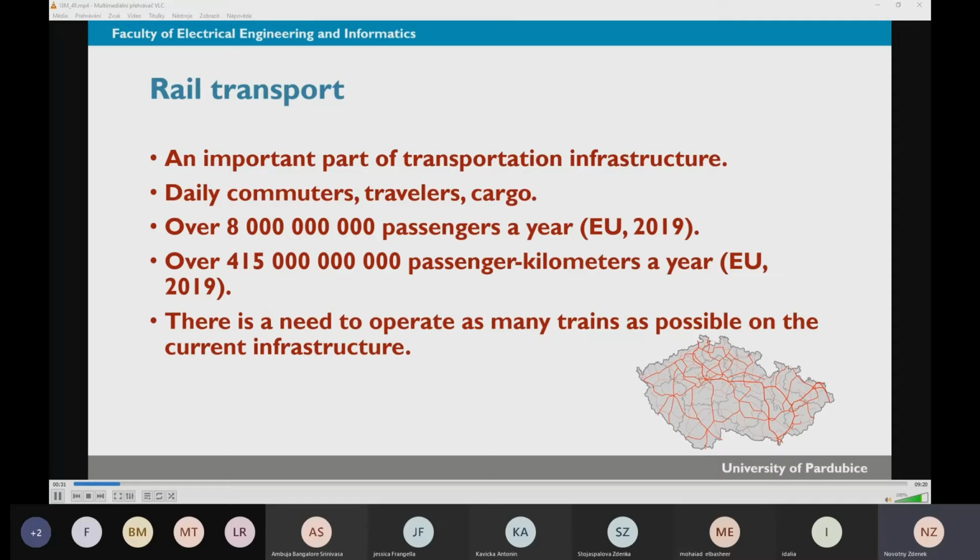The rail transport itself is nothing to really be introduced. It is an important part of many people's everyday life. In 2019, before the pandemic, 8 billion passengers were transported traveling over 415 billion kilometers just in the European Union, not even mentioning cargo trains. As the construction of a new railway is slow and expensive, it is crucial to utilize the current infrastructure as much as possible to satisfy the needs.